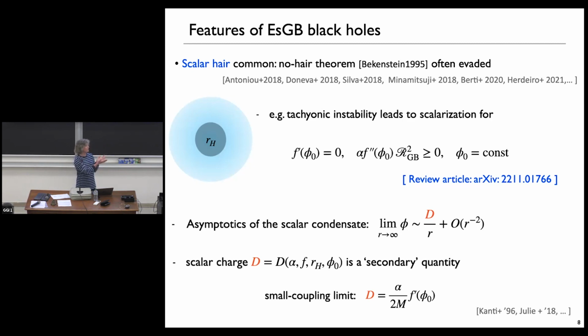the black hole behaves like a scalar charge, which is called D here, with a 1/r fall off behavior. We call it a scalar charge, but it is not an independent quantity. Once you have fixed all the parameters in your theory and the properties of the black hole, then it is completely determined in terms of them. For example, if you assume the small coupling limit where you say these higher curvature corrections are small, then you can get it explicitly in terms of the coupling coefficient, the derivative of the coupling function, and the horizon radius of the black hole.